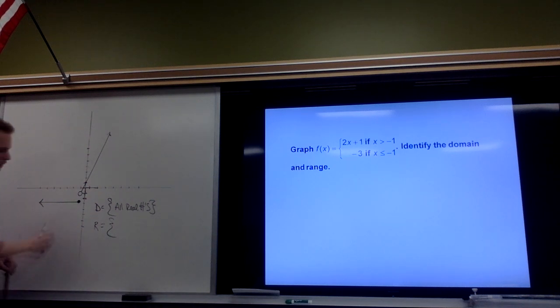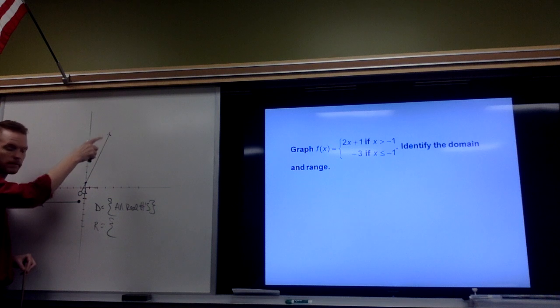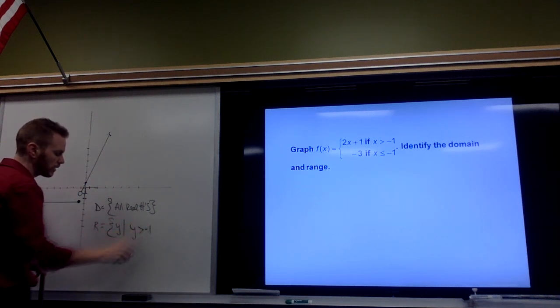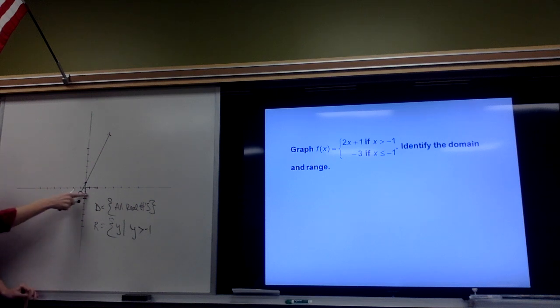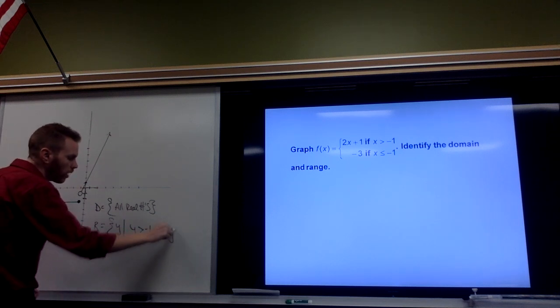Okay, so from here, I'm not allowed to include -1 as a range value. But anything bigger than that, I'm allowed. So let me write that down. So y is greater than -1. Not equal to, right? That's not part of it. Now look at this. These y values are -3, right? So I could put or y is -3.